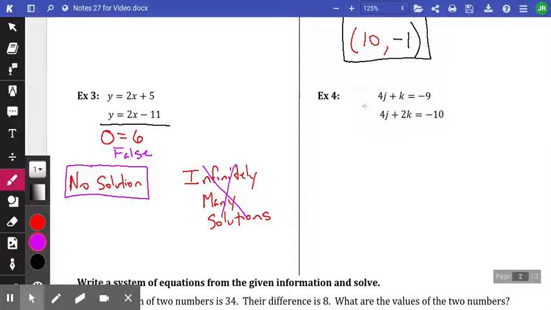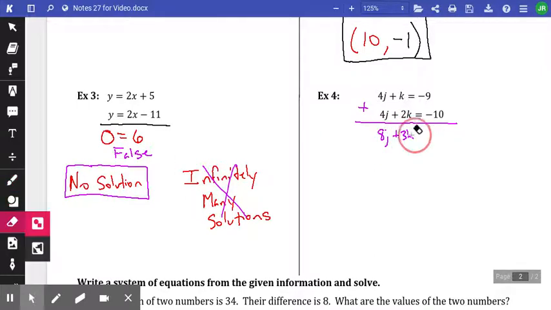All right, the next one, 4j over 4j, k over k, my equals, and then my numbers without variables, the constants come next. So what I'm going to do is try to add the two equations together. 4j plus 4j is 8j, 1k plus 2k is 3k, and nothing canceled, nothing eliminated.